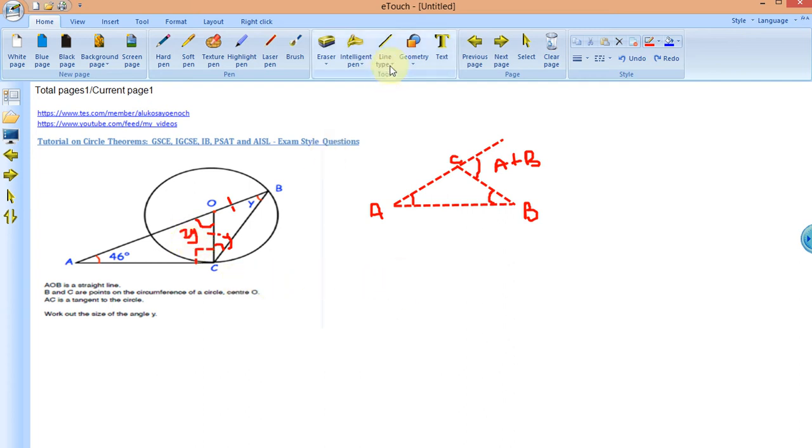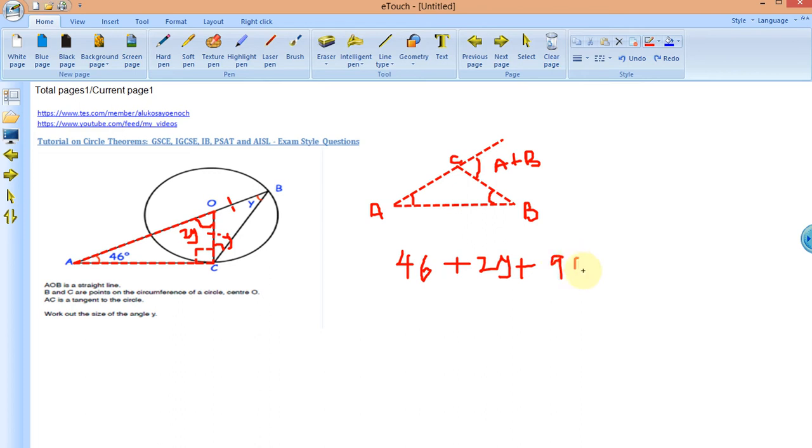So then I can now consider this triangle. Consider triangle AOC. Okay, then C to A, then A to O. So in triangle AOC, the sum of the angles is 180 degrees because of angle sum in a triangle. So what are the angles I have there? I have 46 plus 2y, then plus 90 degrees.